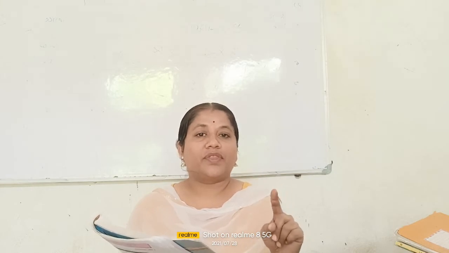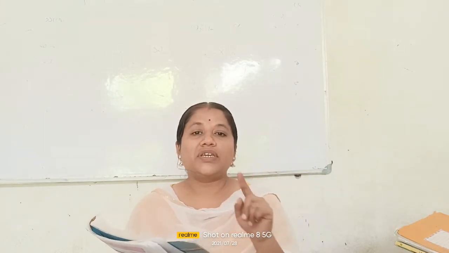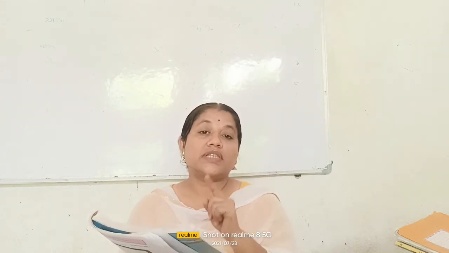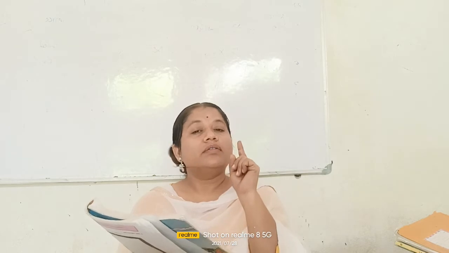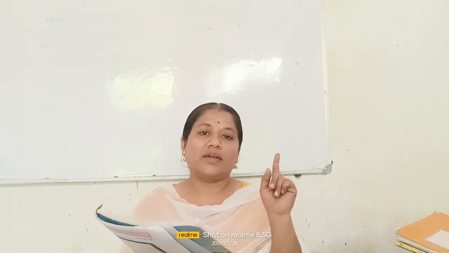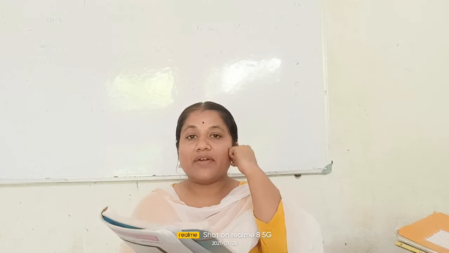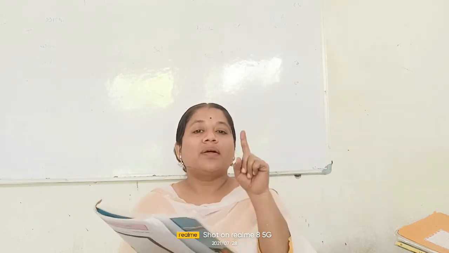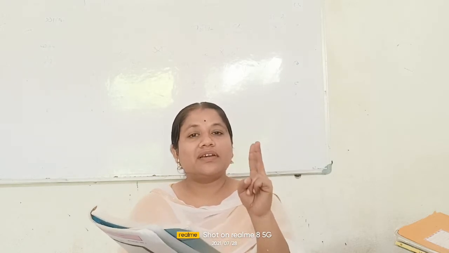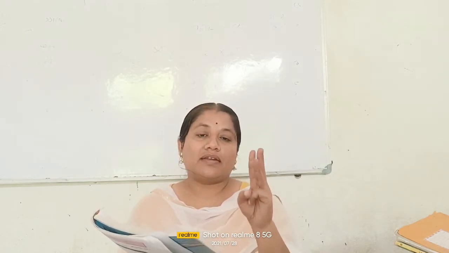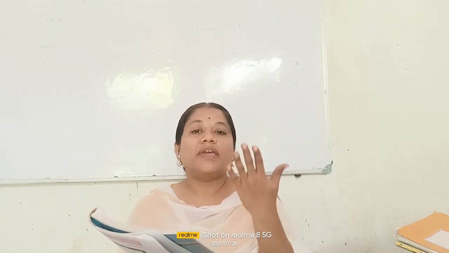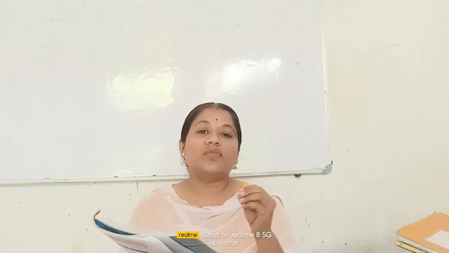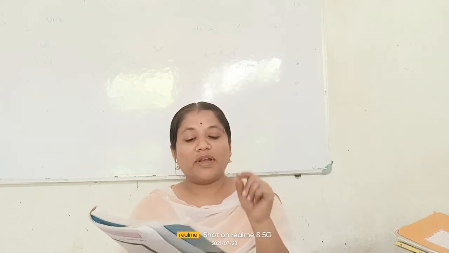B-E-D, bed. P-E-N, pen. H-E-N, hen. D-E-N, den. Like these words, they are called the words having E in the middle. I will repeat it once again. P-E-N, pen. H-E-N, hen. D-E-N, den. T-E-N, ten. B-E-D, bed. L-E-D, led. Like this. All these words have E in the middle.